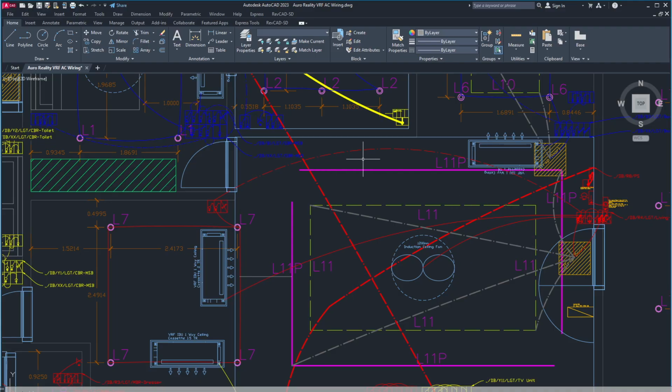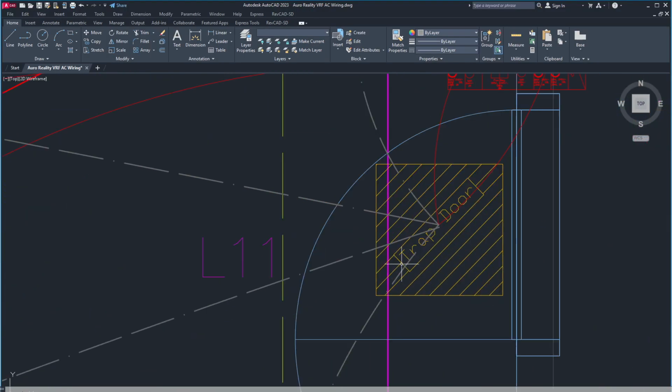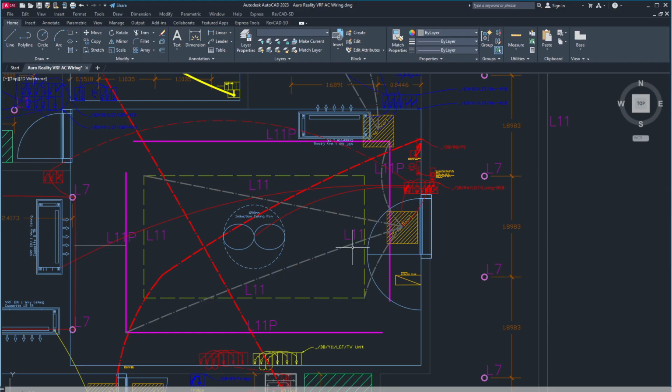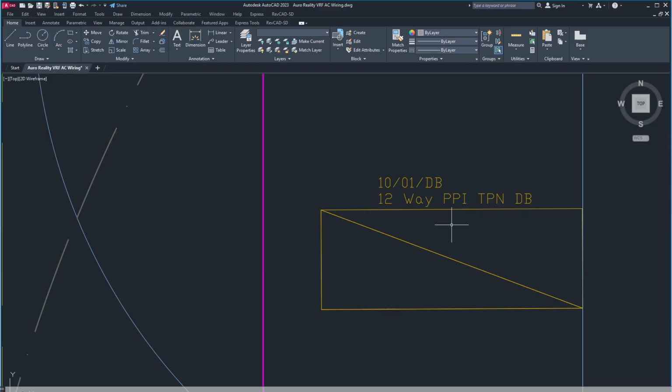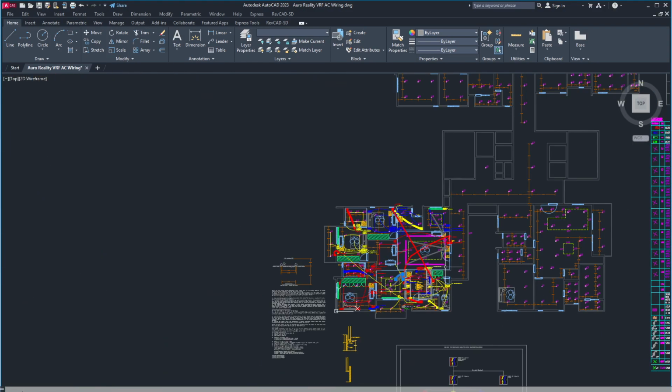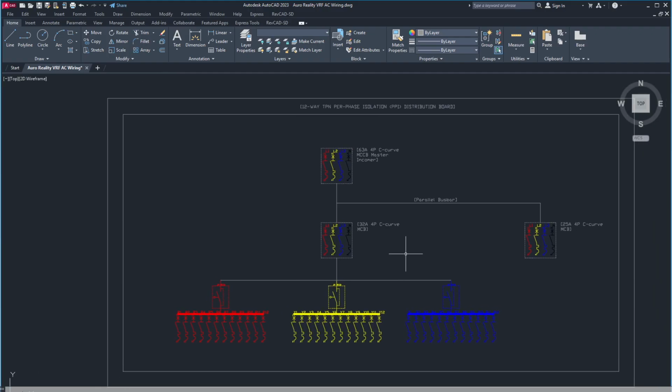So this is cove, and these are the profiles. This is the drawing room. So this is the position of our main DB. That is this DB.